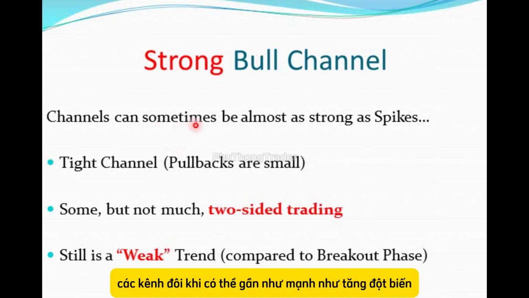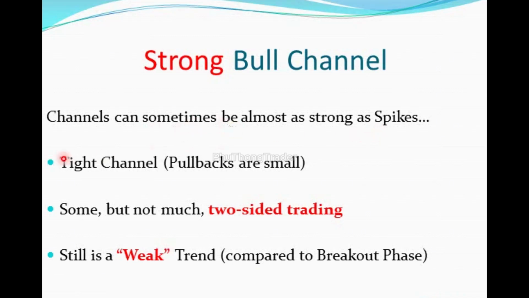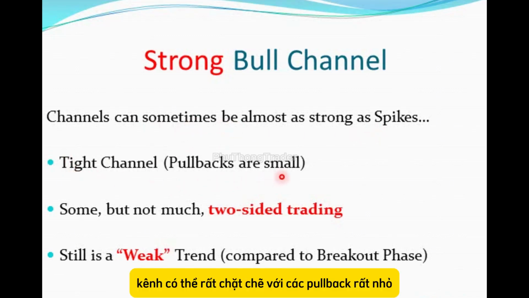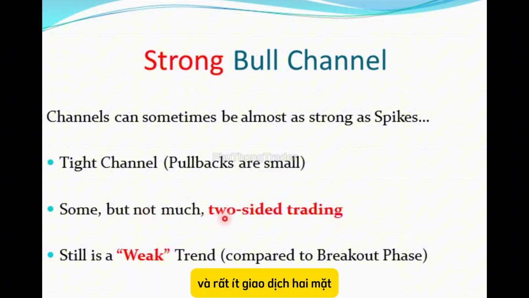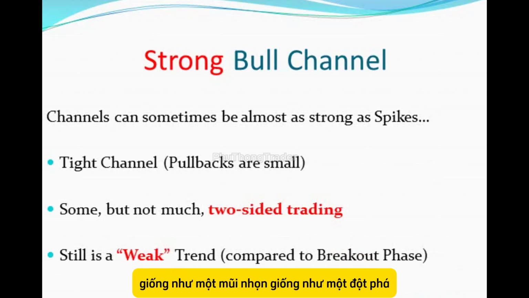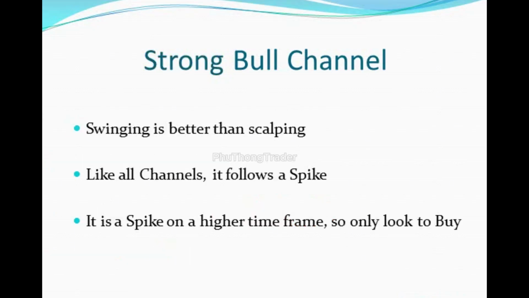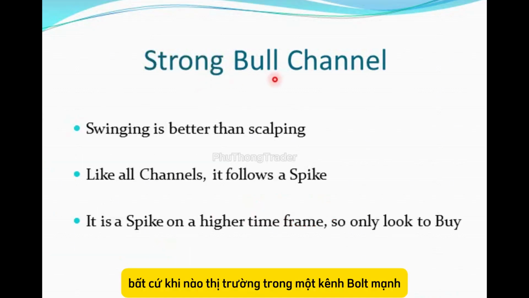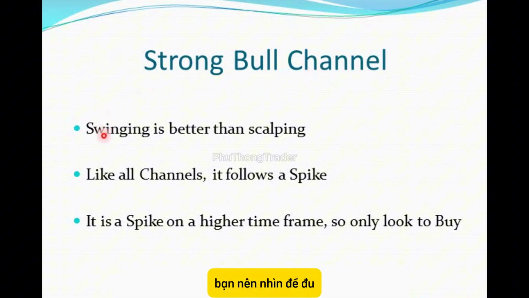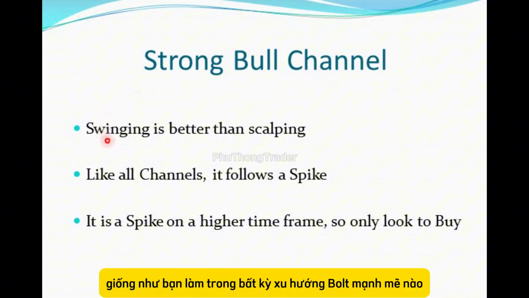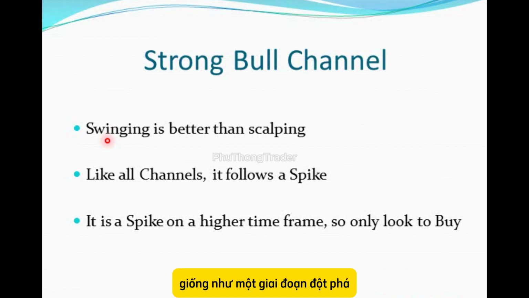Again, channels can sometimes be almost as strong as spikes. The channel can be very tight with very small pullbacks and very little two-sided trading, maybe an occasional bear bar. It's still weak compared to a breakout phase, but it's still strong enough so that you should only look to buy. Treat it just like a spike, just like a breakout. Whenever the market's in a strong bull channel, you should look to swing just as you would in any strong bull trend, like a breakout phase.